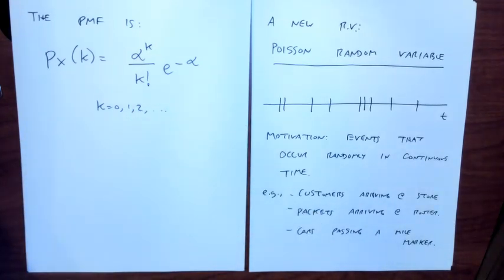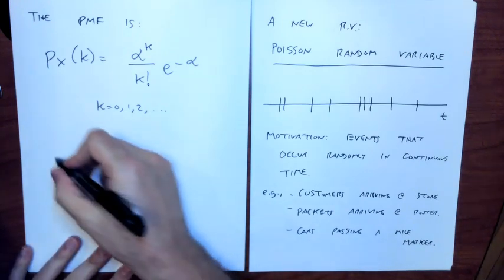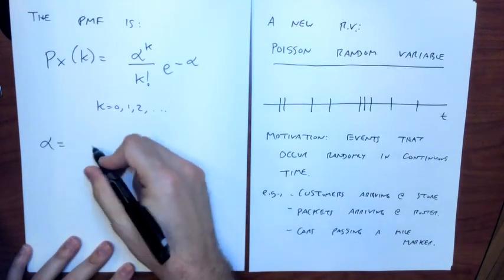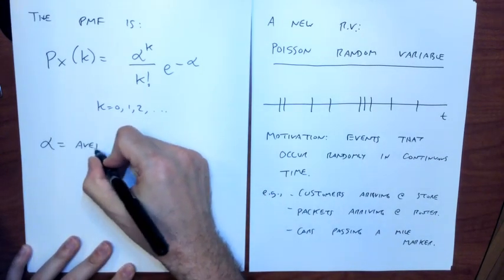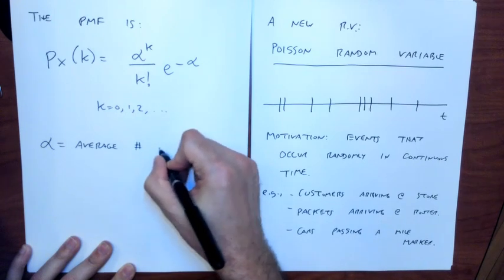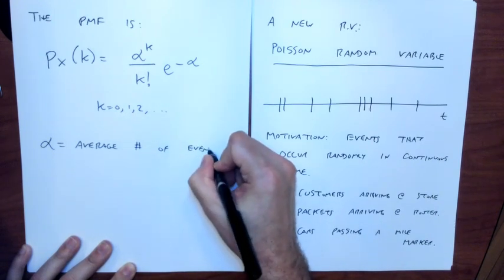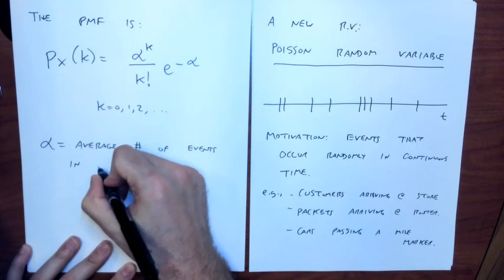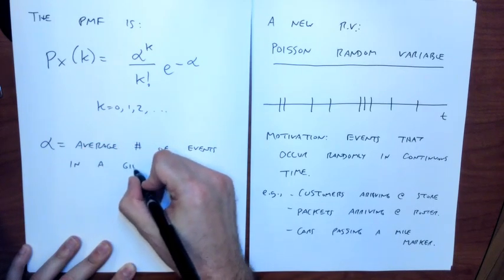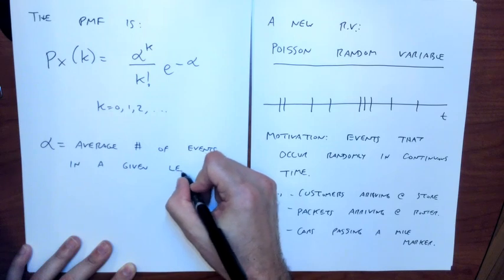So what's happening here is that I've got a random variable. It can take on values from 0, 1, 2 off to infinity, right? And the intuition here is basically how many things happened within a given time period. Okay, so 0 things could happen, 1 thing could happen, 2 things could happen, and so on, right? And this alpha is equal to the observed average number of events in a given length interval.